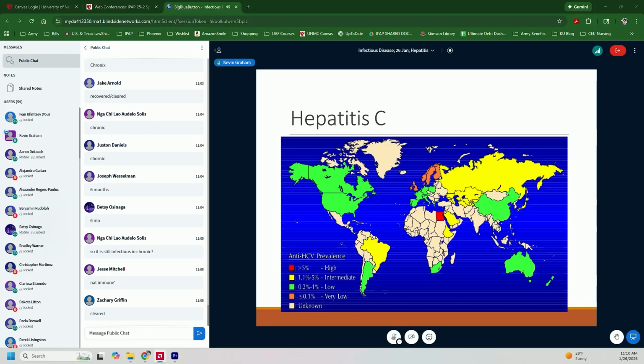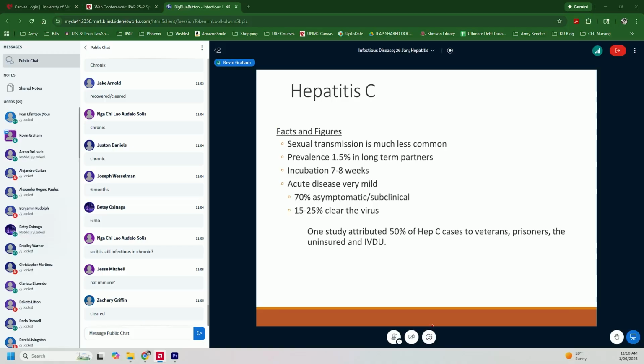Here's a map of kind of its prevalence. Sexual transmission of hepatitis, a little bit less frequent, very much related to IV drug users. And the acute disease can be pretty mild. This bullet was pretty impressive to me when I started looking at this. 50% of Hep C cases can be attributed to either veterans, prisoners, the uninsured, or IV drug users.